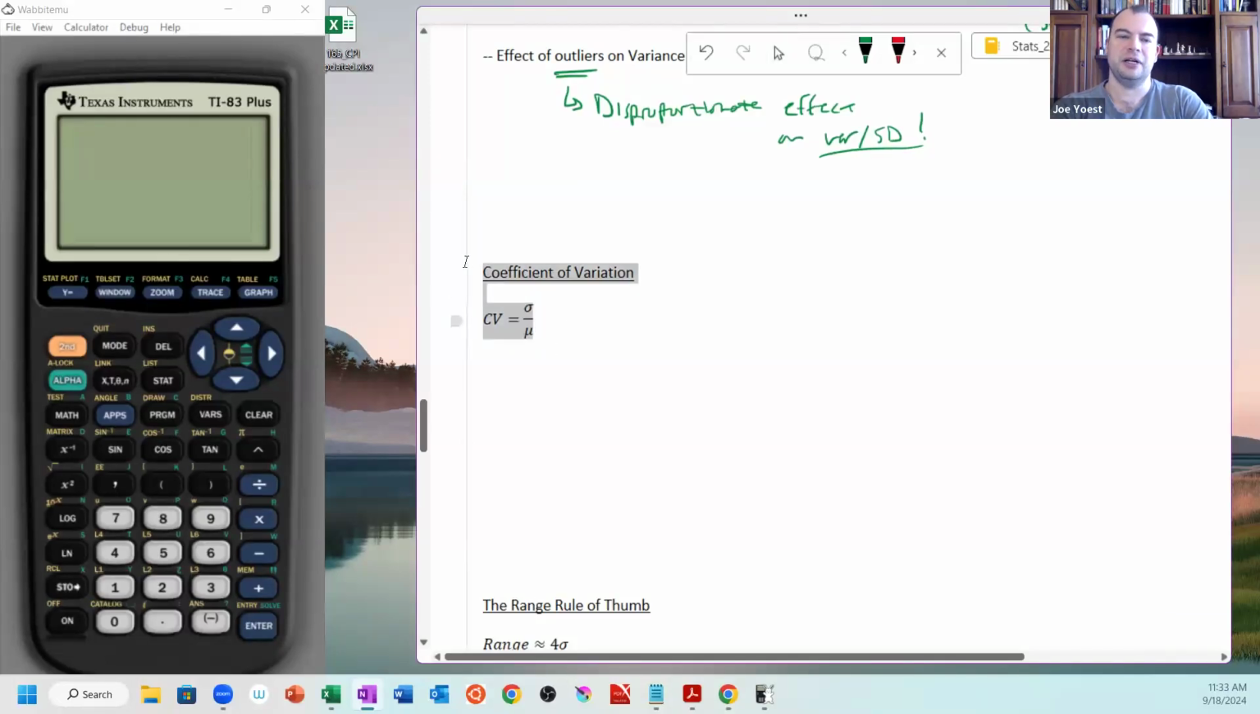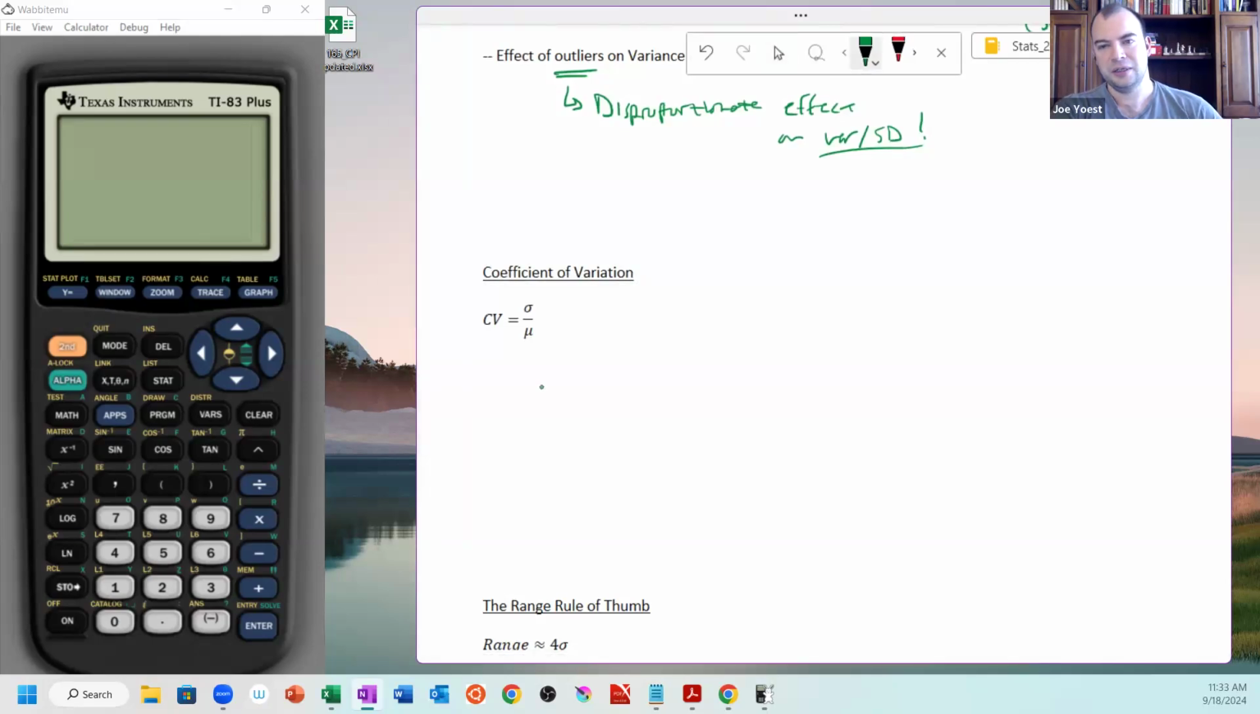Okay, so coefficient of variation. This is another measure of variation. It is the standard deviation over the mean, either sigma over mu, or if we're in the context of a sample, S over X bar. Whichever way, it's the coefficient of variation.